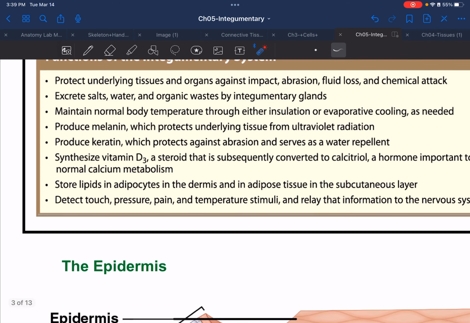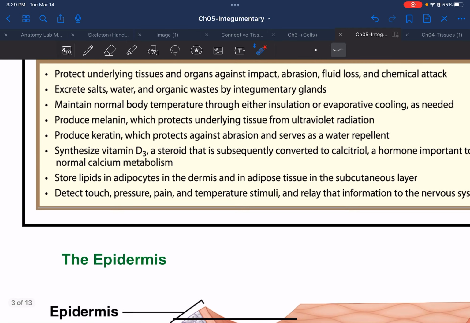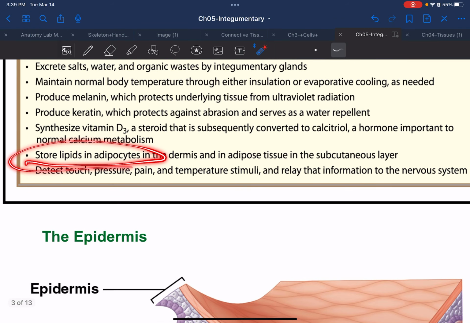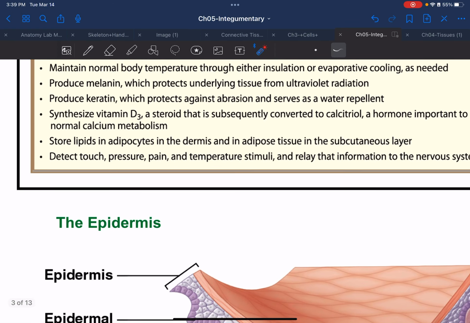And what do you need for that? Sunlight or UV light, okay? But again, we have a love-hate relationship, as we're going to see in a second. And we store lipids in our fat cells in the dermis and underneath the dermis in the subcutaneous layer.